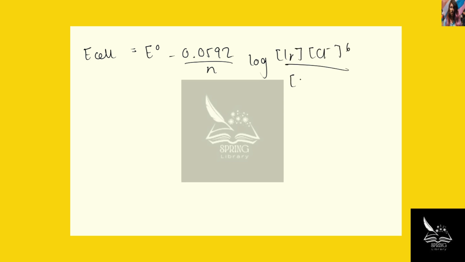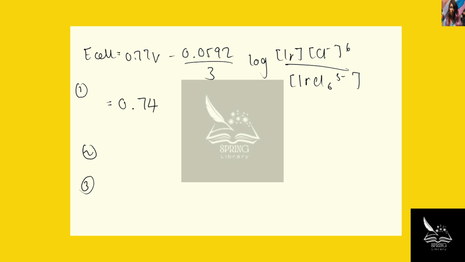So for the first example, we'll do it for iridium metal with a concentration of 0.02 molar. We have E cell equal to E0, subtract 0.0592 divided by n log of Ir multiplied by Cl minus to the power 6 because of the stoichiometric coefficients, over IrCl6 3 minus. We get a value of 0.74 when we plug in 0.02 molar here and 0.77 volts here. So that's for the first one.